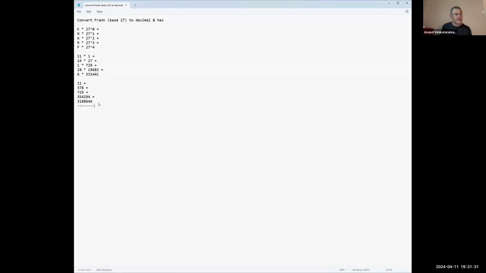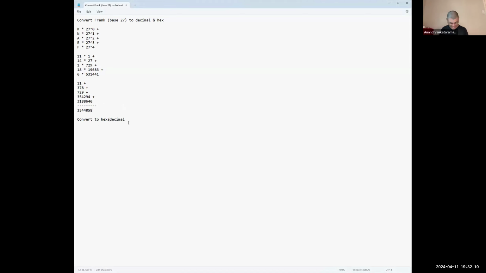All right, can someone add it all up and say what the value is? 3,544,058. Is that it? Yeah. Okay. So that is a decimal equivalent. We want to convert that. So on the next line, you can say convert that to hexadecimal by repeated division by 16.